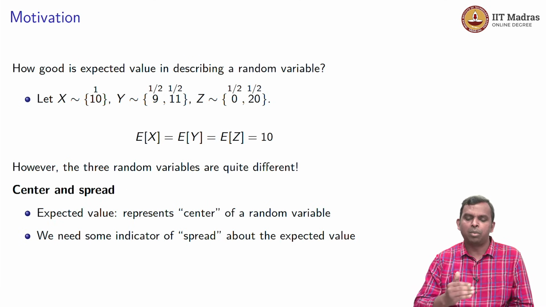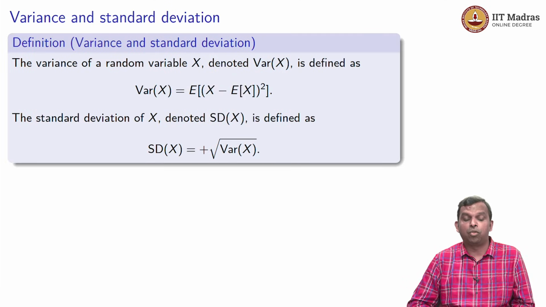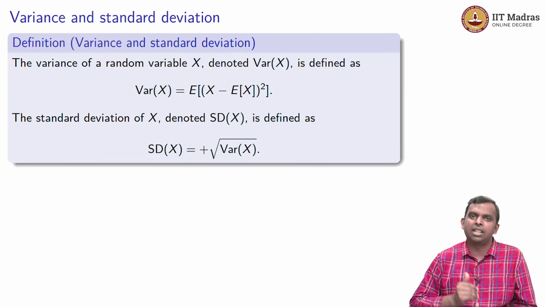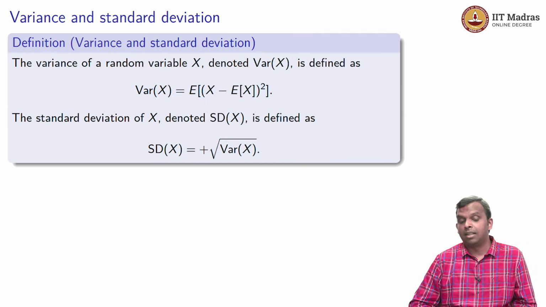Once again, you've seen this before. I'm just motivating it very quickly with a simple example. Here's the definition of what is called variance and a closely associated term called standard deviation. If you have a random variable X, we'll denote the variance by Var(X). That will be our notation for variance.